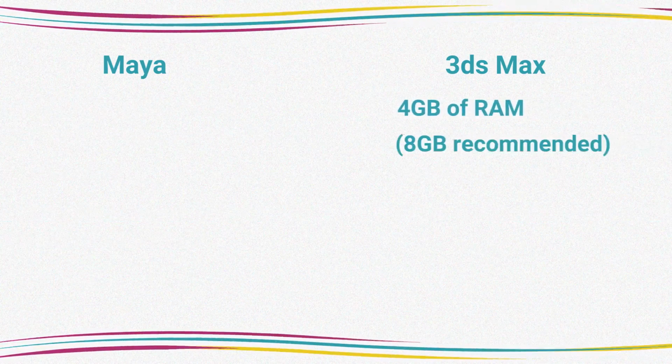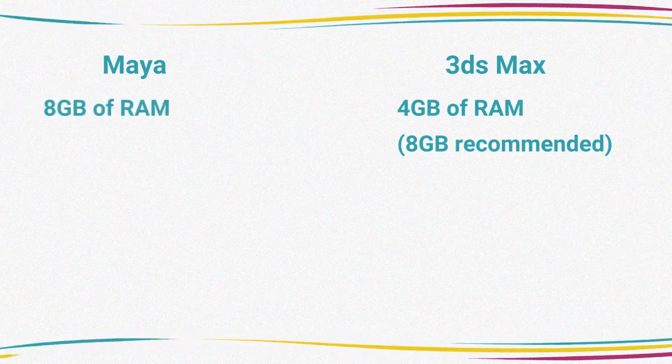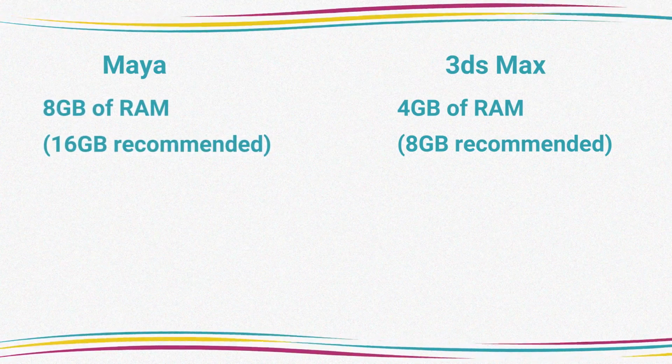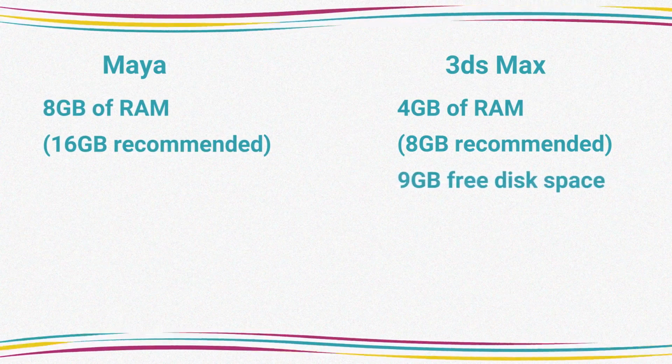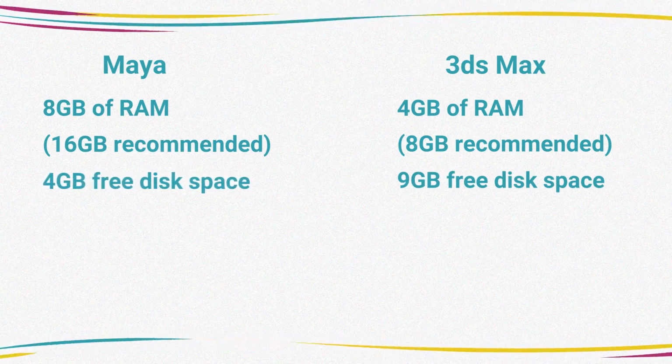3ds Max requires a minimum of 4 gigs of RAM, but 8 gigs is recommended. And Maya requires a minimum of 8 gigs of RAM, but 16 or more are recommended. To install 3ds Max, you need at least 9 gigs of free disk space, and to install Maya, you need at least 4 gigs. So let's look at the interfaces.